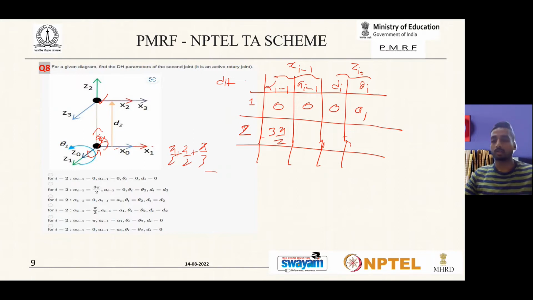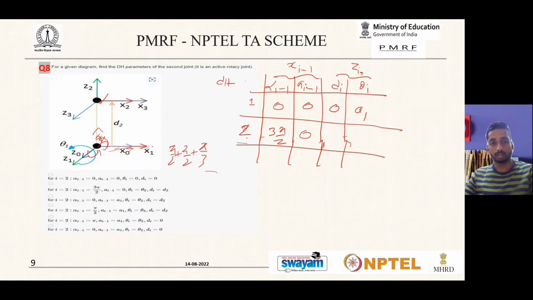Now, a i minus 1 is the distance between Z1 and Z2 along X1. You can see here that this is the X1 direction. So along X1, Z1 and Z2 are coinciding because there is no distance along X1. So this is 0.